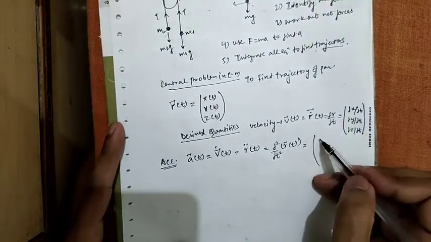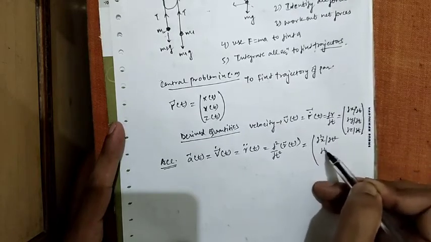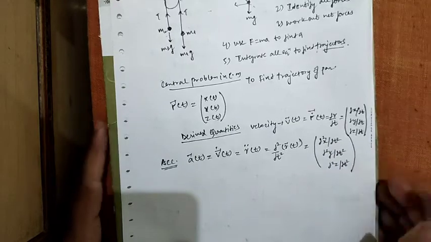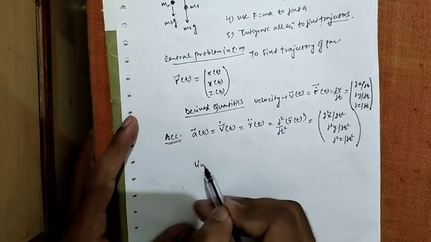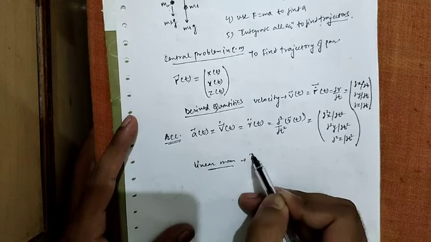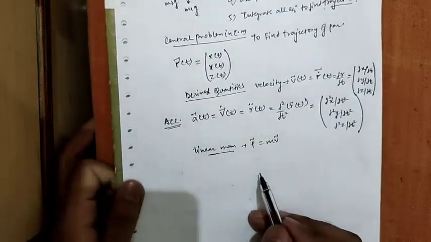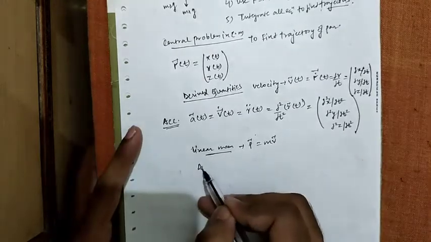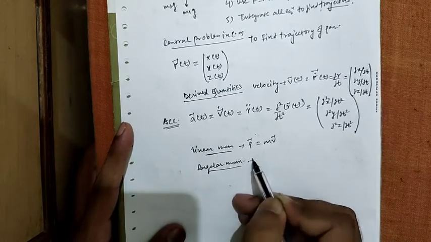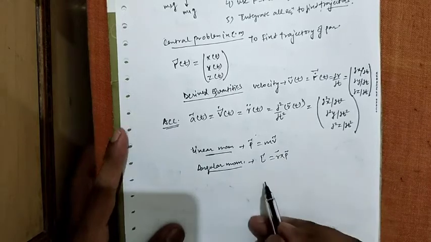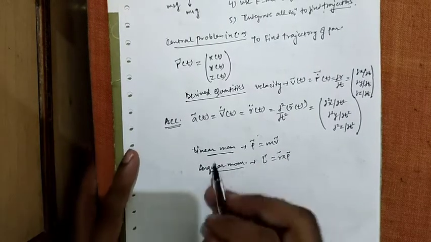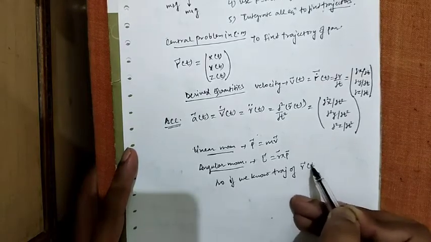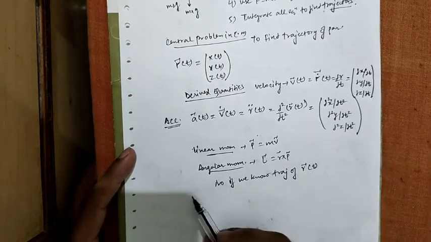Now in column form we can write this as d square x over dt square, d square y over dt square, d square z over dt square, which equals the ax, ay, az components of the acceleration. And the fourth quantity is linear momentum, simply p equals mv, where m is a scalar quantity, and by knowing v we can also evaluate the linear momentum. The same stands for angular momentum, which is L equals r cross p. So if we know the trajectory r of t, we will know all these derived quantities.